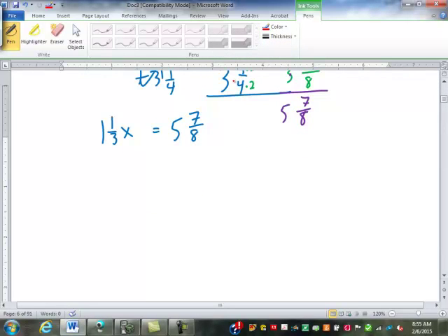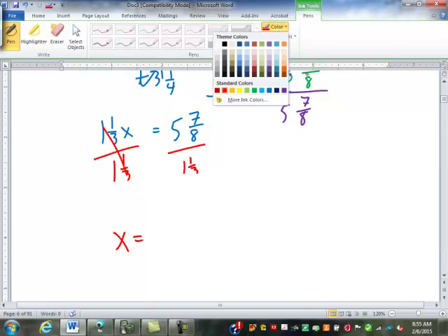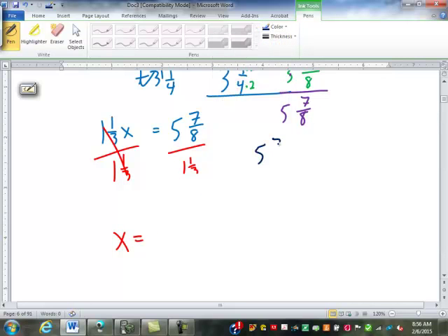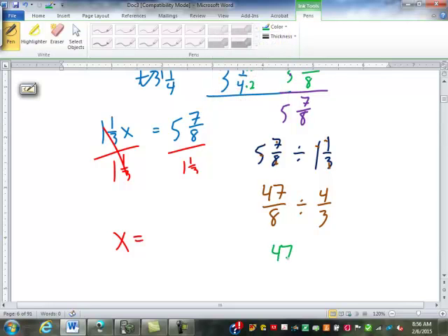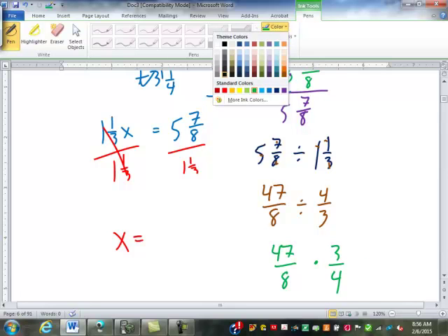So now we need to solve for x. To do that, we're going to divide by 1 and 1/3. So here we have just x. 5 and 7/8 divided by 1 and 1/3. We need to change those into improper fractions. 5 times 8 is 40, plus 7 is 47/8. 1 times 3 is 3, plus 1 is 4/3. Again, we can't cross cancel yet because it's still division. 47/8 won't change. Instead of divided by 4/3, it's going to be times 3/4. And now, unfortunately, nothing can cross cancel.